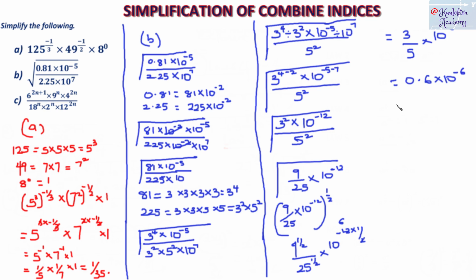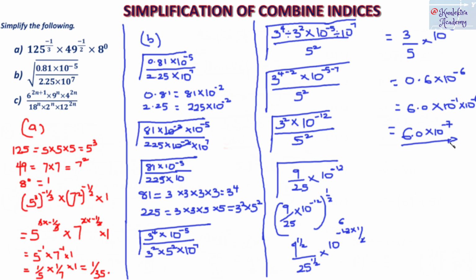To standard form, you have 6.0 times 10 raised to the power minus 1 times 10 raised to the power minus 6. Then you have your answer to be 6.0 times 10 raised to the power minus 7. That's on that for the second question.